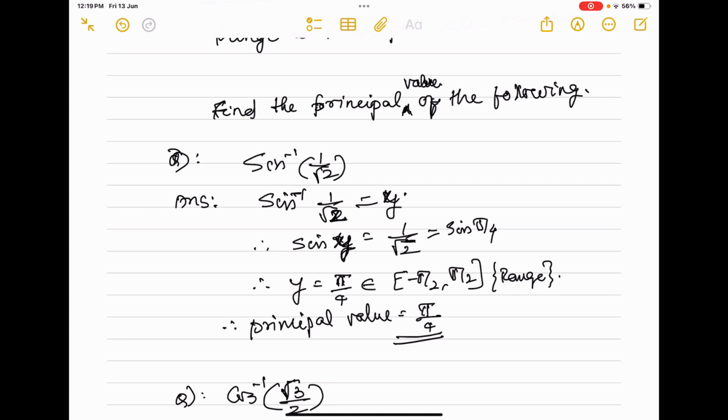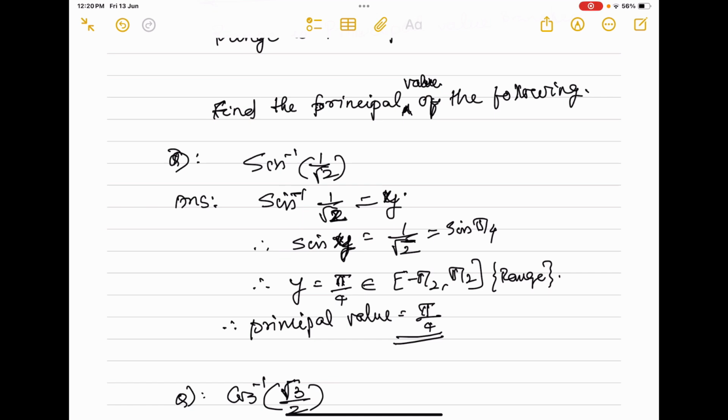In these questions, we take the values as radians, that is in terms of pi. So 1 by root 2 equals sine pi by 4. So sin y equals sin pi by 4. Therefore, y equals pi by 4. Then you check whether this pi by 4 belongs to the range. Here the range is the closed interval negative pi by 2 to pi by 2. So the principal value equals pi by 4. That belongs to this range, then we can take that. If it does not belong to this range, it is not the principal value.